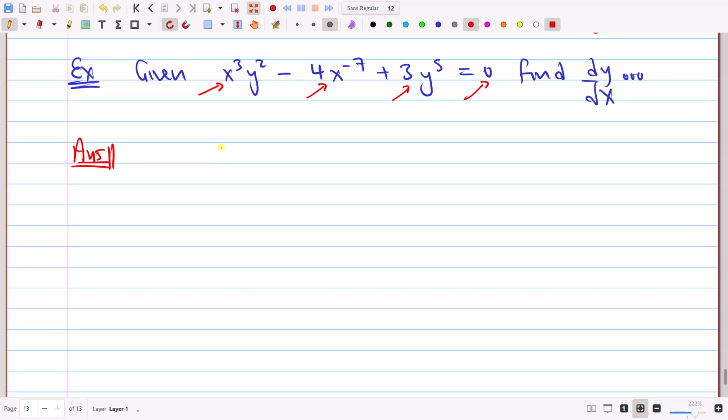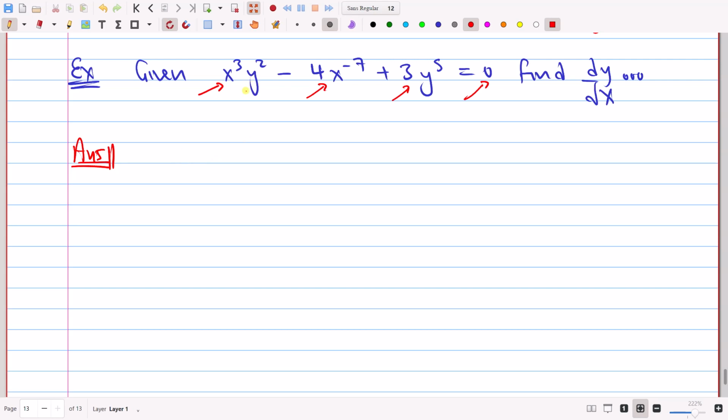First, I'm going to differentiate the first term. If I look at the first term already, I see it's a product of two functions, one being an x, the other one being a y raised to 2. So I'm going to apply the product rule. The differentiation rules of x and the differentiation rules of y are just the same. But you will see that there will be differences in those instances where you are differentiating the y variable.